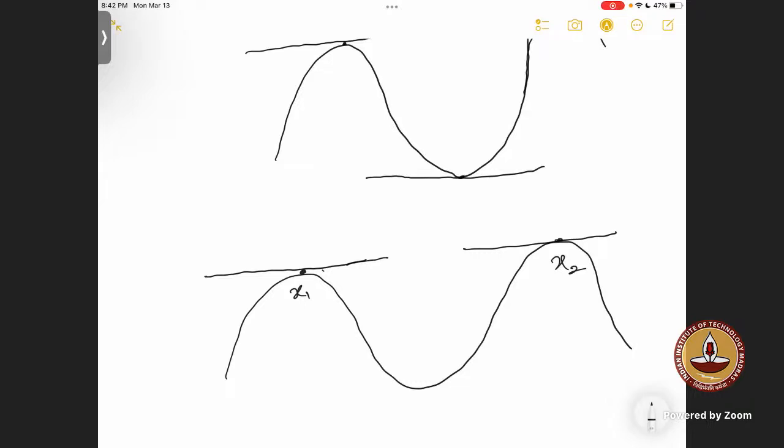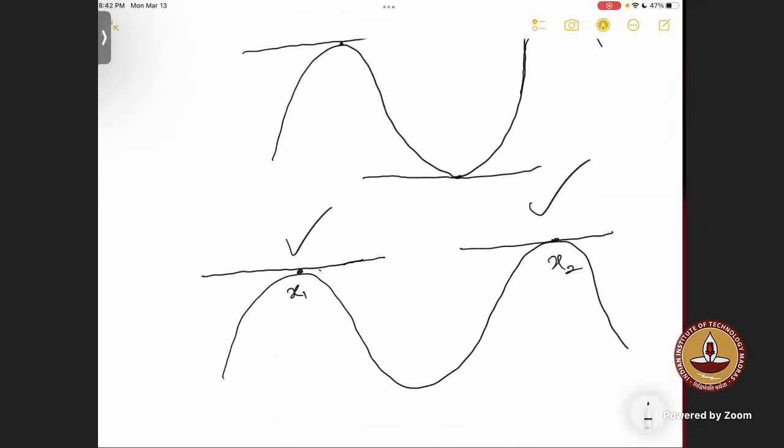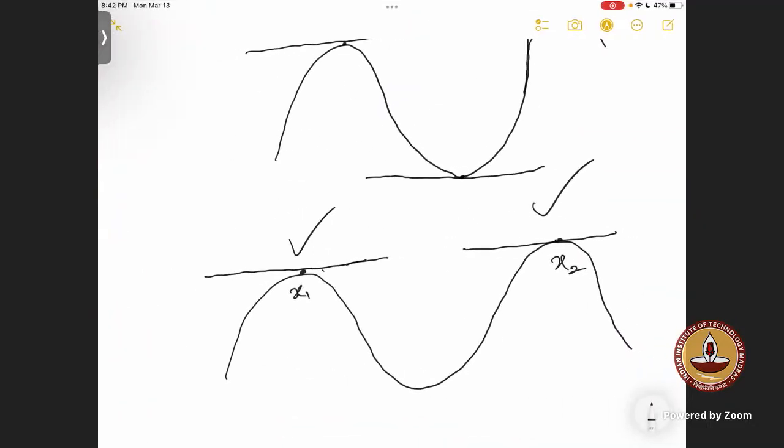We just have to confirm whether there is a unit tangent at this point. Instead of x2, there will be x1. I mean, both will be equal. Then it will still be unique.